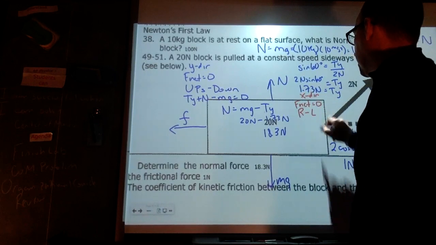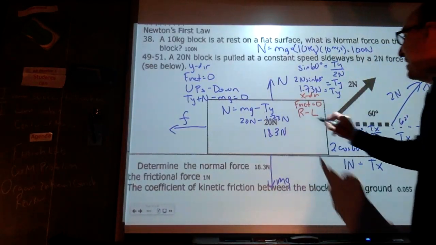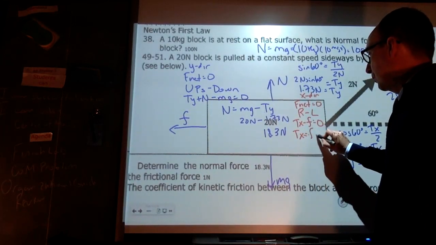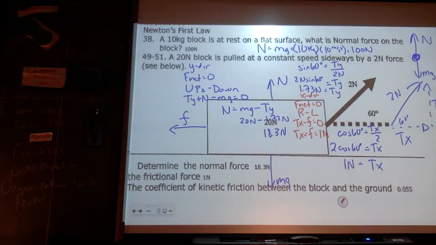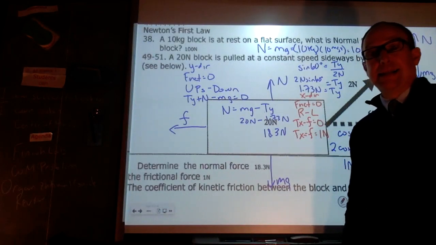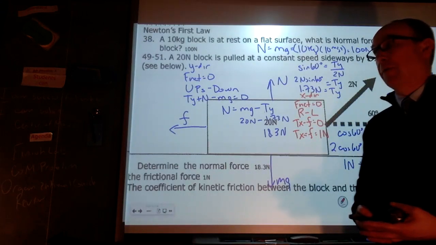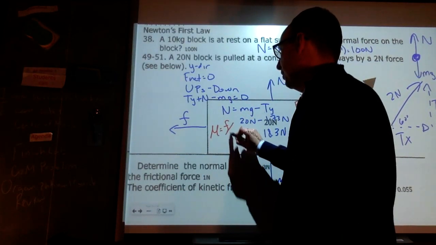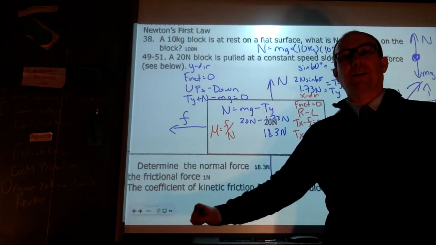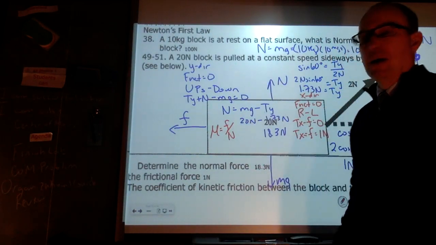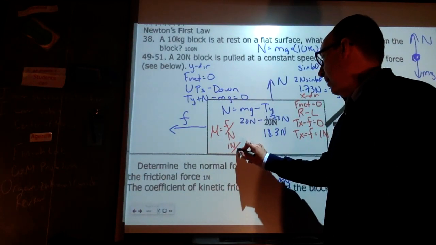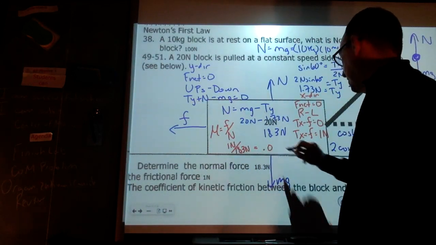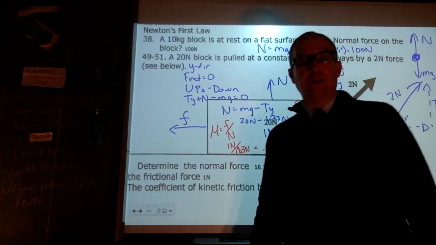So you would just take the forces to the right minus to the left. That's going to be Tx minus f. And then to get friction, coefficient of friction from this, we know that mu, the coefficient of friction, is the ratio of the force of friction divided by the normal. How hard is it to drag something compared to how hard it would be to lift it up? So in this case, our friction is 1, and our normal is 18.3. So this is 0.055. No units on mu.